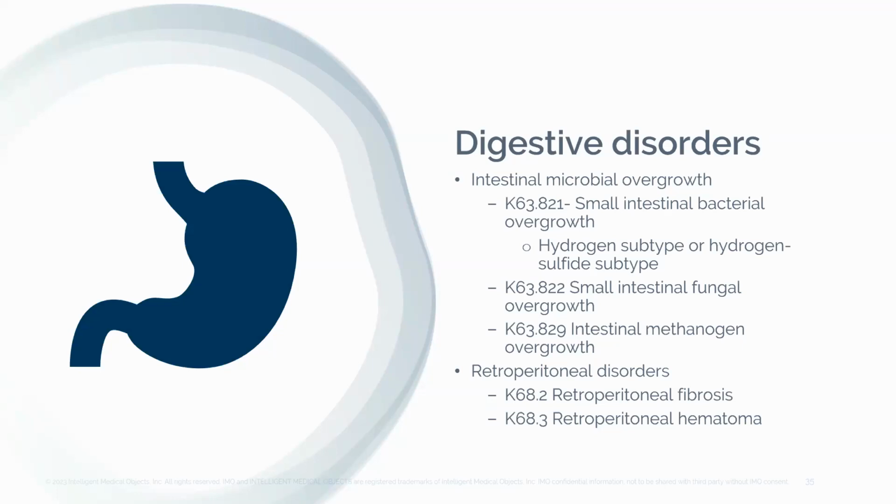The new codes are further subdivided to 7 characters to identify subtypes along with an unspecified type. Small intestinal fungal overgrowth is diagnosed via small bowel aspiration and fungal cultures. An antifungal therapy is selected based upon the culture and sensitivity results.